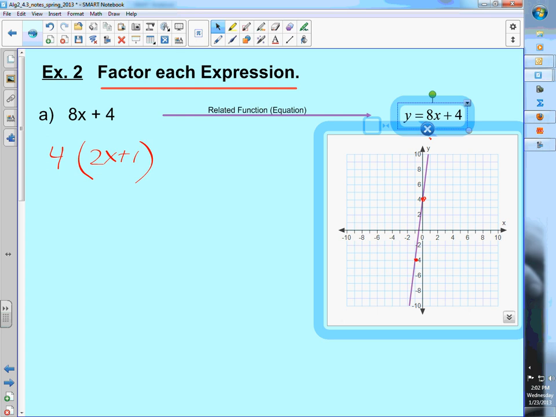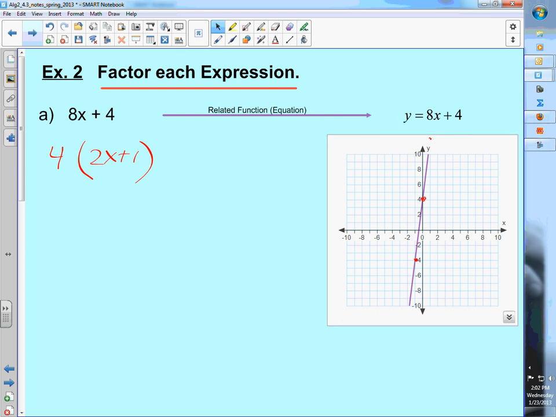Why do we need to factor? What does the factoring do for us? What did it tell us? When we're in this form, what can we get from here that we don't get from here? You get the x-intercept. This right here, if you set it equal to 0, is going to give you the x-intercept when you have it in factored form.